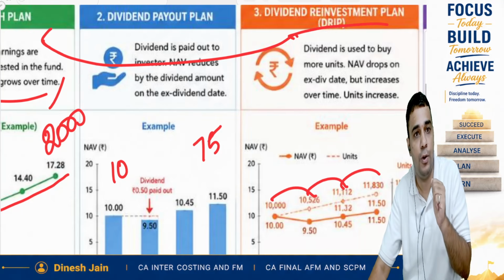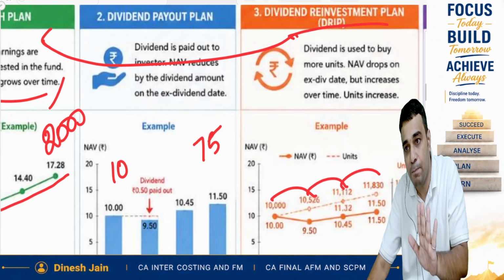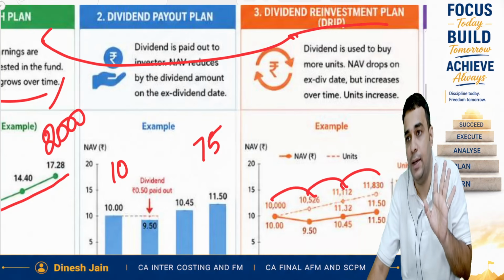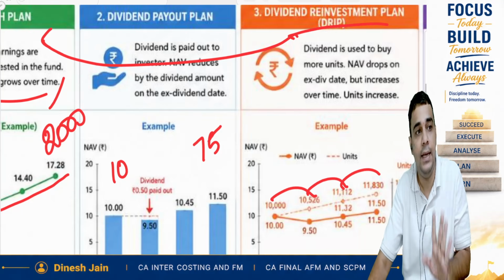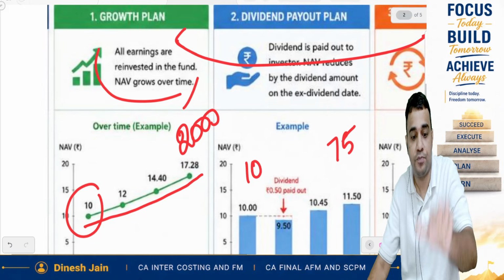What does growth plan do? It does not give you any money. What does reinvestment plan do? Does not give you any money. Understood till this?